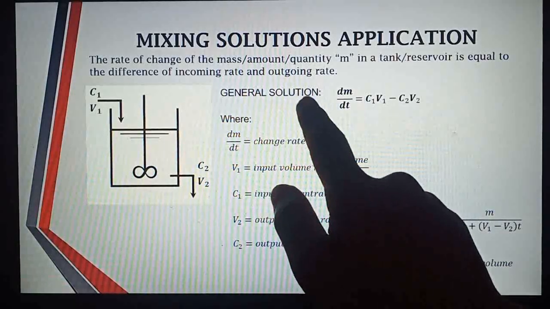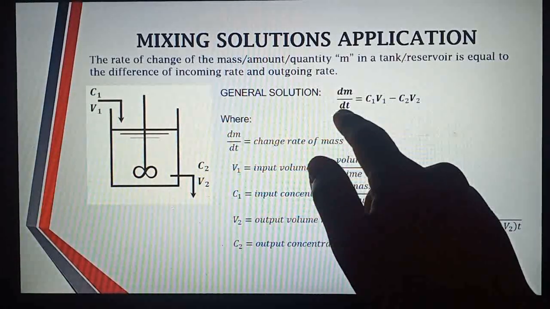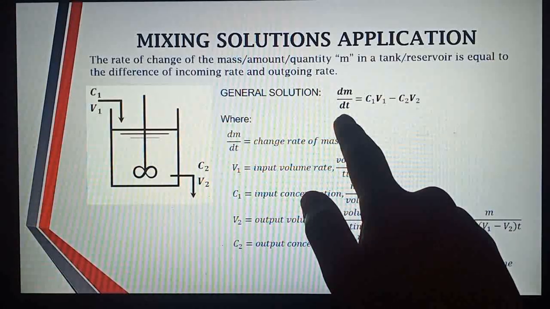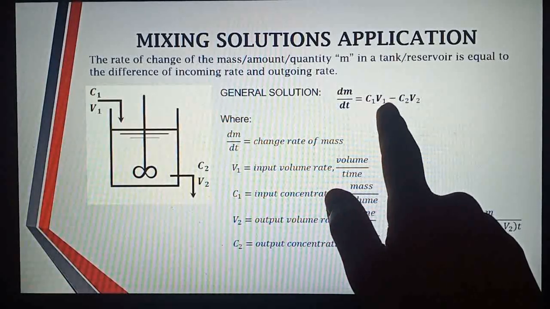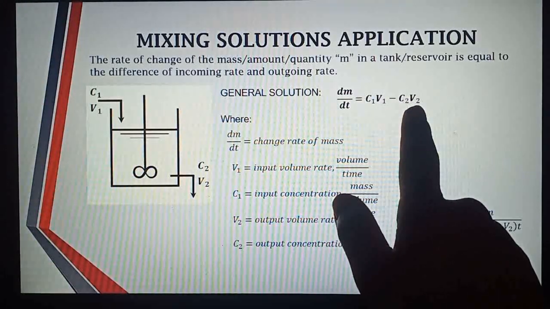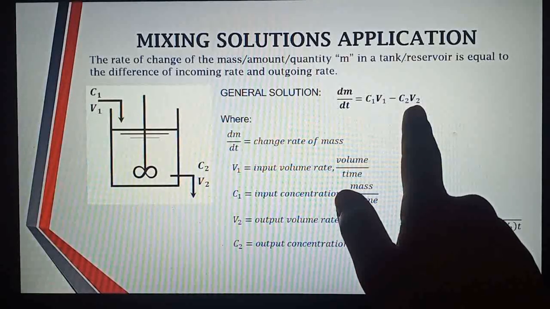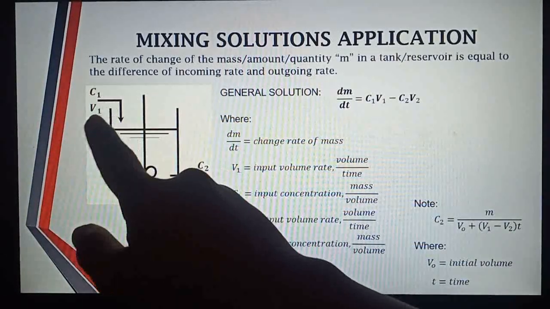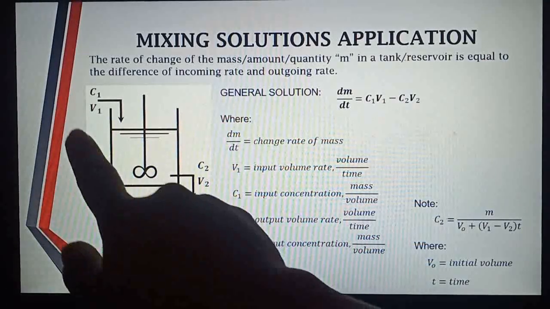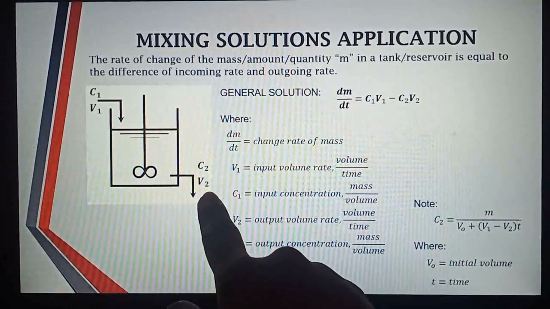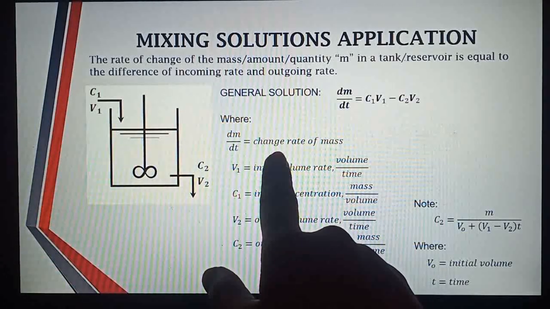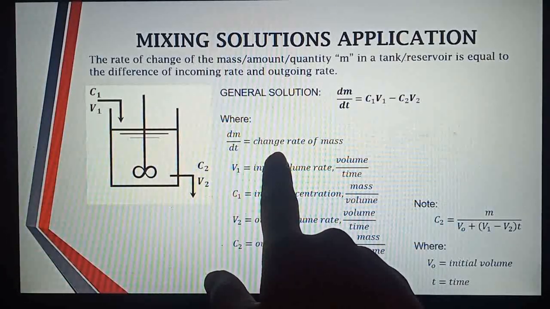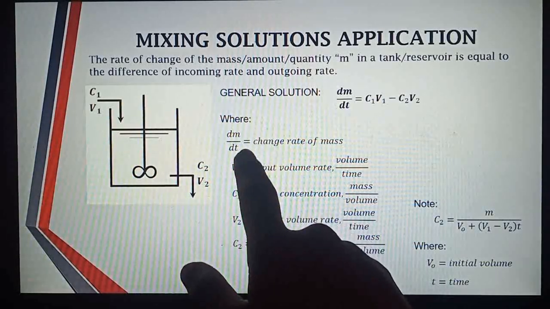So for the general solution, any change in the mass with respect to time is equal to the incoming minus the outgoing. What are the incoming and what are the outgoing? We will have C1 V1 and C2 V2, 1 for the incoming and 2 for the outgoing. So you will have dm over dt, which is what we call the change rate of the mass. That is mass over time, any change with respect to time.